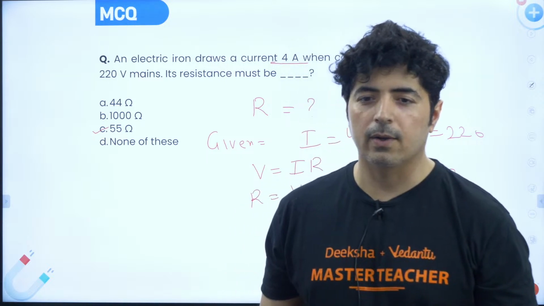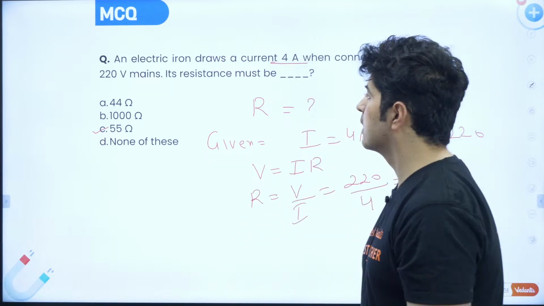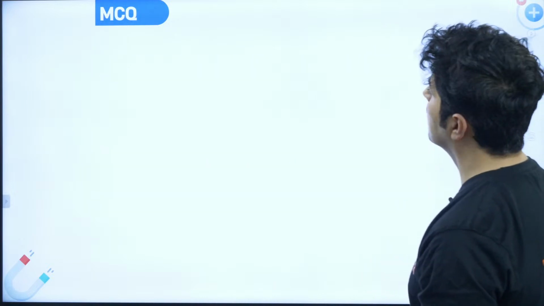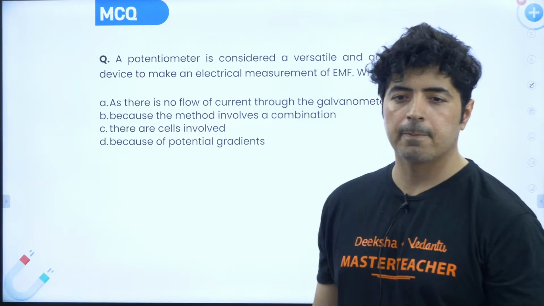Yes. All right. Yes. Absolutely correct. 55 ohms. All right. So let's go with the next problem. What does the next problem say? Okay. The next problem is on the potentiometer.